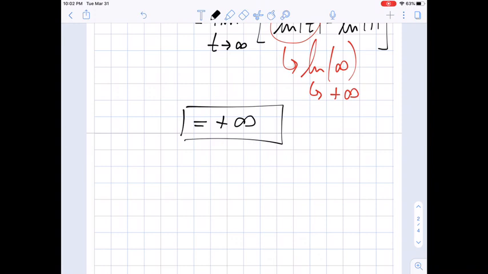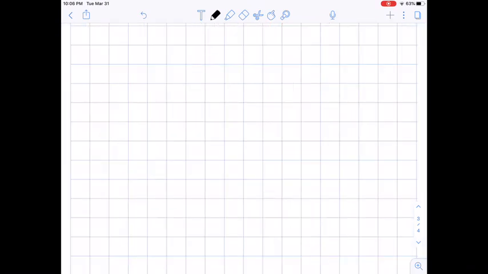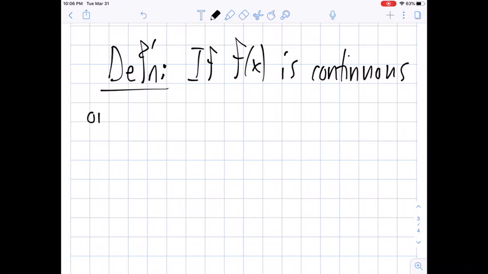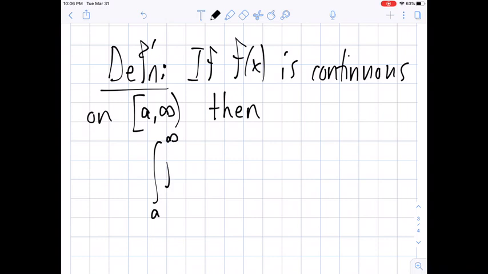But for now, let's do a couple more examples looking at this type 1 improper integral, and also let's define how to actually deal with them. Okay, so let's actually define then the first type of improper integral. So we start off, if we have a function f of x that is continuous on the interval starting at a going all the way to infinity, then how can we deal with an improper integral from a to infinity of f?